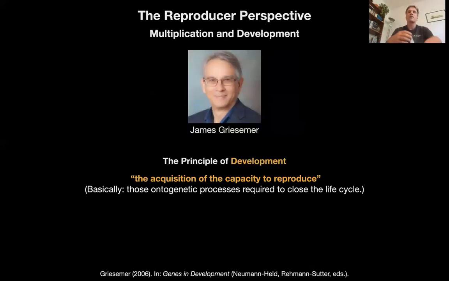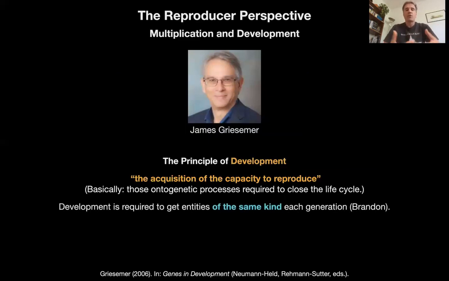I like the word ontogenetic processes because development intuitively is about pattern formation. This is not the case here. So when we talk about development in this lecture, and when you read James Griesemer's paper, development is simply those processes you need to close your life cycle. Any kind of process that contributes to that counts as development here. So development is required to get entities of the same kind at each generation.